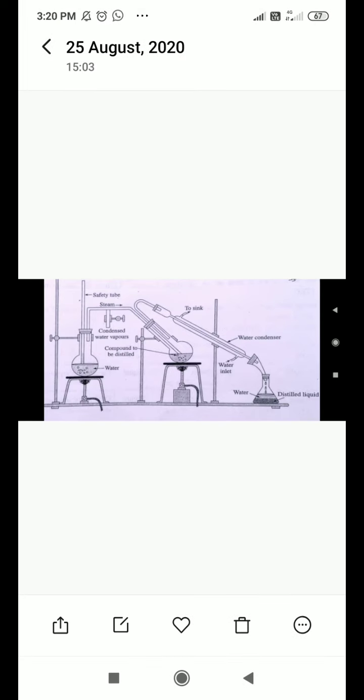That means we are heating at a very low temperature, so your compound stays in stable, pure form. Whereas if we use another method, or heat at a very high temperature, it may lose the product's stability, the chemical nature of your product. These are some advantages of the steam distillation process.